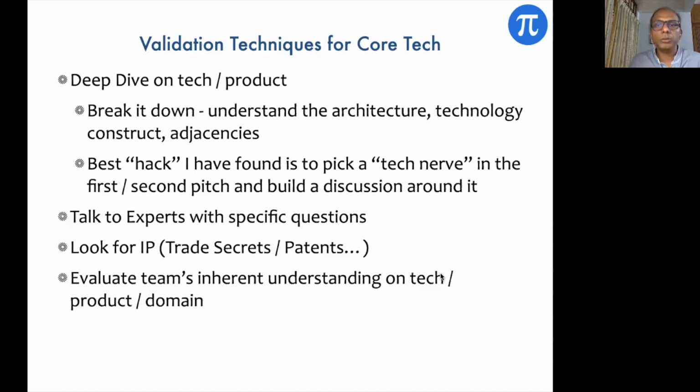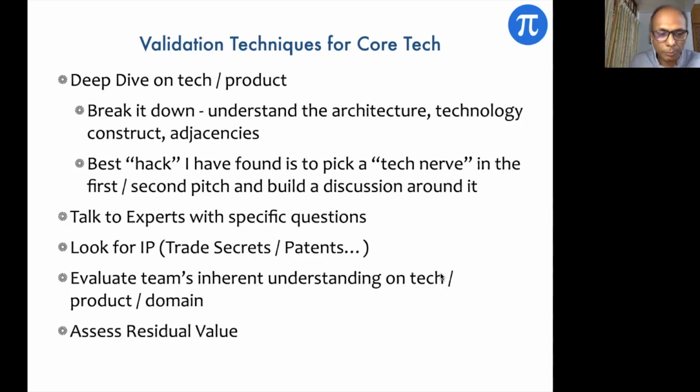In this process, you actually depend a lot on the team's inherent understanding of tech, because you will never be the expert in that field. So what you are trying to assess here is whether the team is expert or not on that tech and product. And if that is so, then you have half the battle won right there.